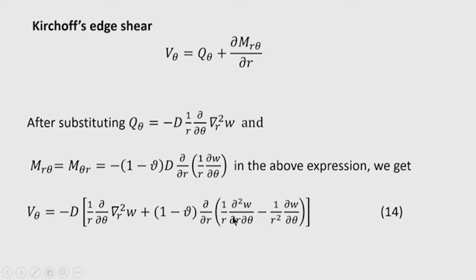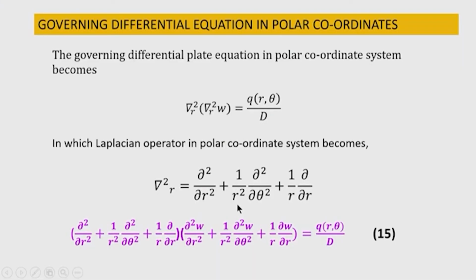Okay. So, the expressions for the radial moment, the circumferential moment, then the shear forces Q r and Q theta, and Kirchhoff's equivalent shears V r and V theta are given to you. Okay. Now, let us see what will be the change in the differential equation. Originally, the differential equation was del square operated on del square W equal to Q by D, where del square was the Laplacian operator in the rectangular coordinate system.